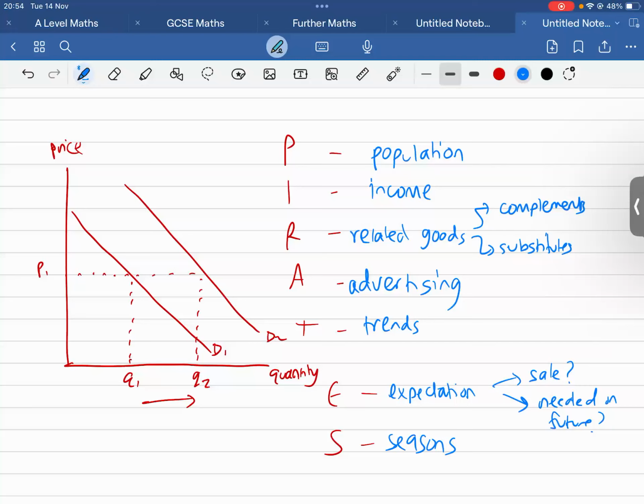And then the T and the S. If something's in trend or fashion, or if it's the season for ice cream, then demand will change. And if it's expected that something will be useful in 6 months' time, then demand will change.